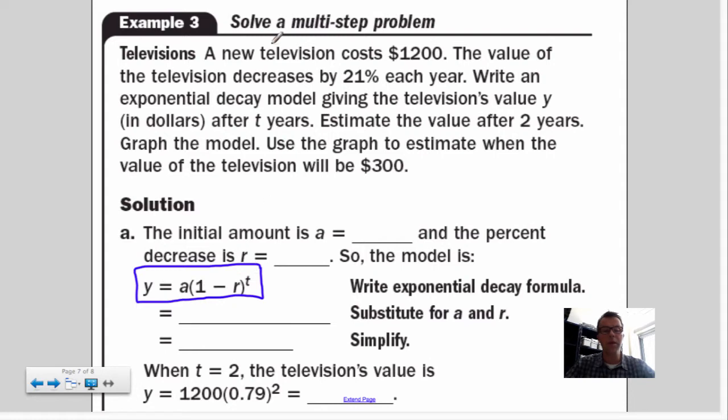T is time. So in this example, nice example, right? A new television costs about $1,200. The value of a television decreases 21%. I'm surprised how little it is. I think it probably decreased even more than that. But whatever, it's a word problem.